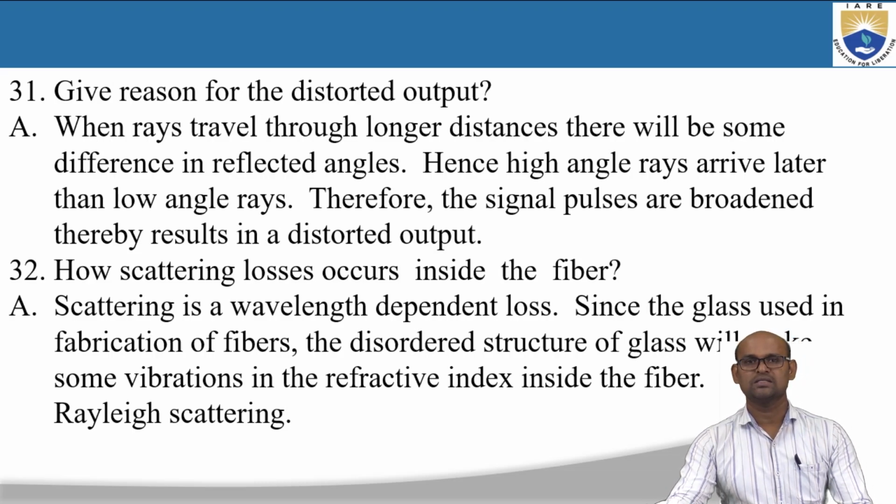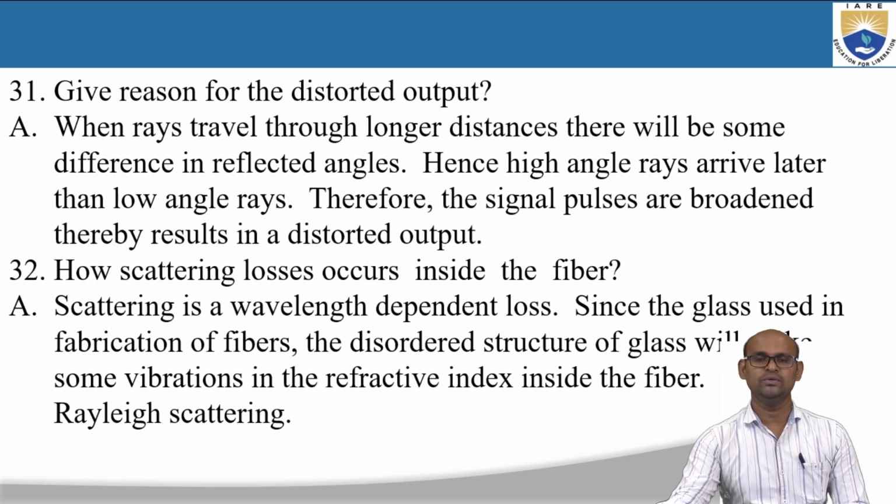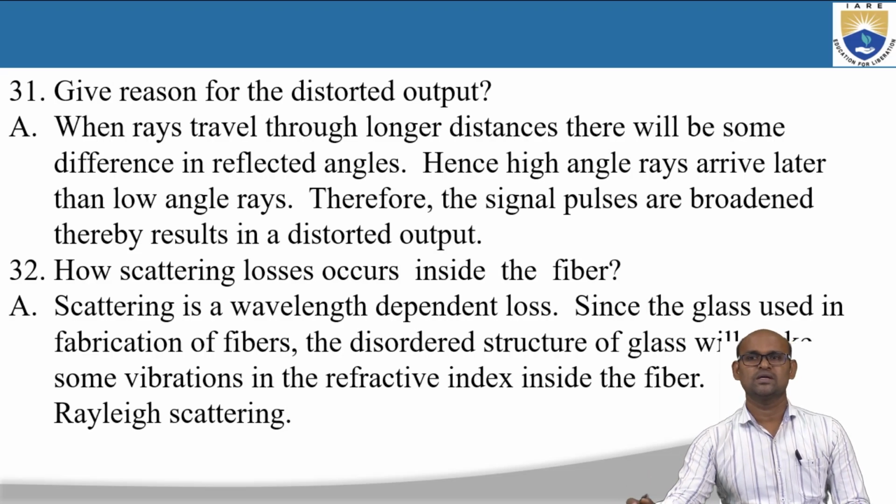So, this is about losses, different losses. We can have distortion, and because of the distortion, there will be a change in shape of the signal. Attenuation will be a change in loss of amplitude. This is because of higher order and lower order modes in step index fiber. You will get this distortion.